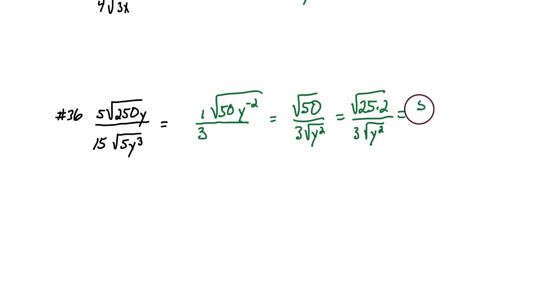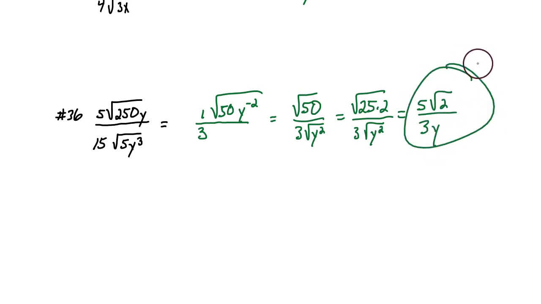The square root of 25 makes 5. And the square root of y squared makes y. So here's the final result.